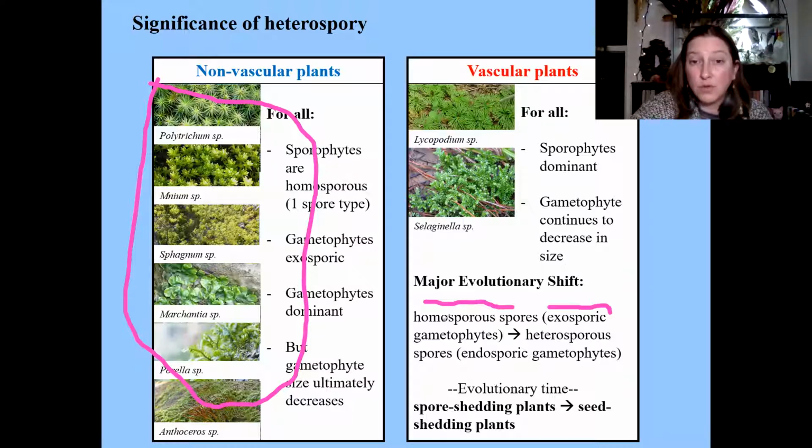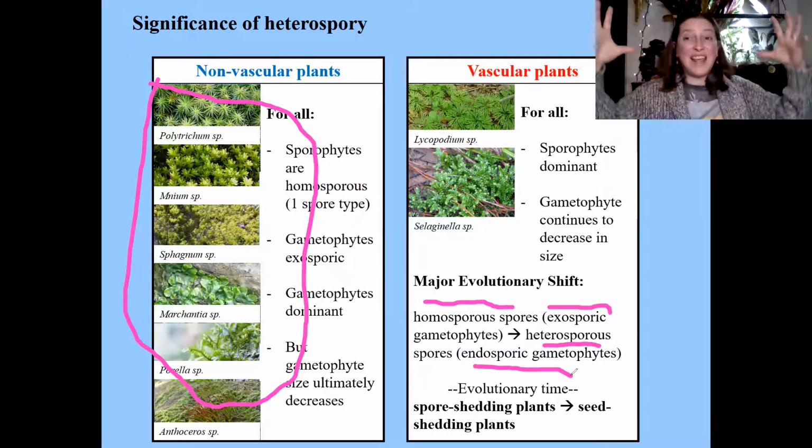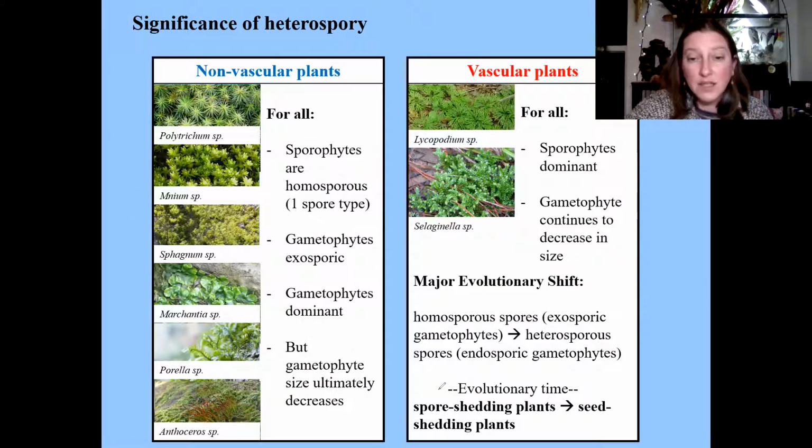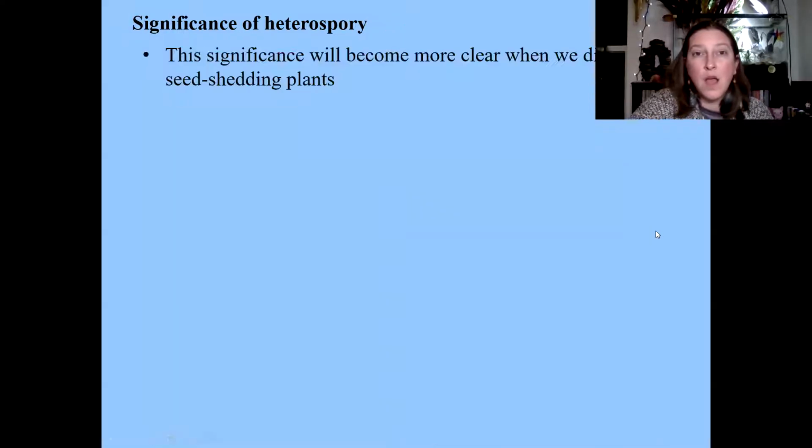But for Lycopodium too, homosporous spores with exosporic gametophytes. Then you get to Selaginella. Now we have heterosporous spores and gametophyte plants that stay inside the spore. And this is a huge deal in terms of evolutionary history of plants, because ultimately this heterospory, look at the top of the slide, significance of heterospory. What's the significance? Ultimately, it will lead to seed plants, seeds. So that's why it's super important. And as we learn about those seed-bearing plants, it'll become more clear.